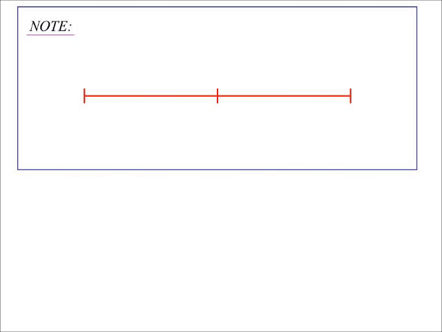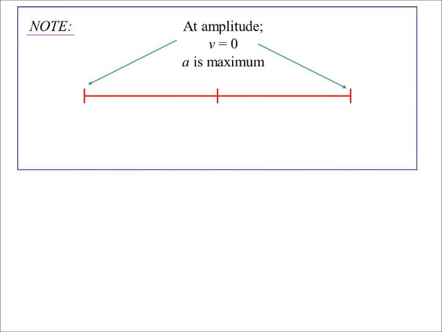So have a look. There's our path. We're going to have endpoints and the centre of motion. Things that are going to happen: out at our amplitudes, that's where we stop. So velocity must always equal 0. That is where acceleration will be a maximum. And one spot will be in the negative direction, one in the positive direction. But that'll give us our maximum amount.